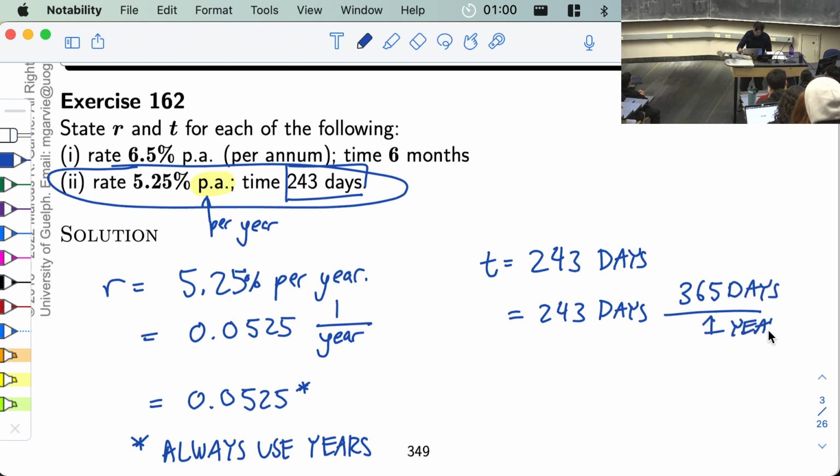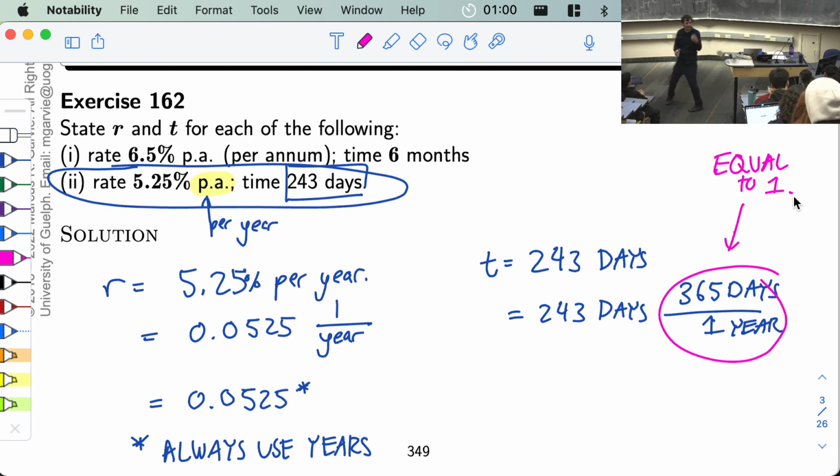I know that this is 1. So I'm going to multiply by this. This is equal to 1. So by multiplying by something that I know is equal to 1, I haven't changed the equation. The equation is still perfectly true. And now it will hopefully be in years. What's going to happen is the units will cancel out from the numerator and the denominator. I'm going to look at days over here. That's the days in the numerator. And it's going to cancel out with the days in the denominator.